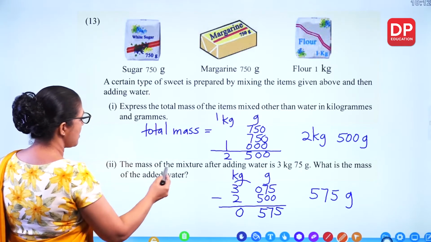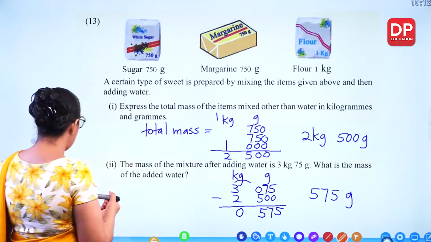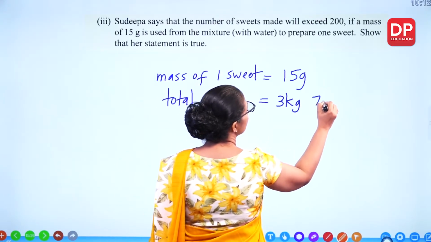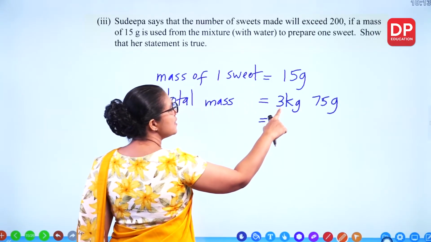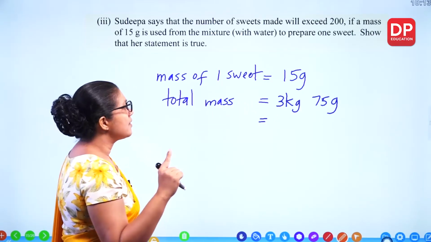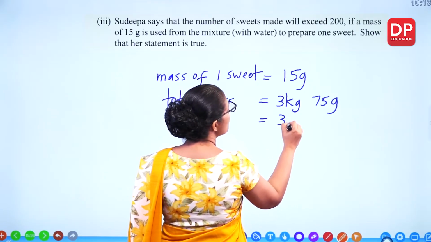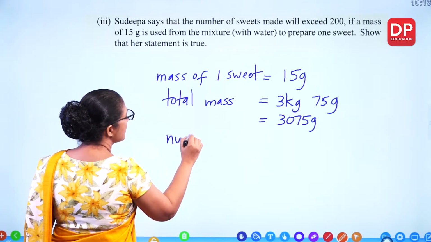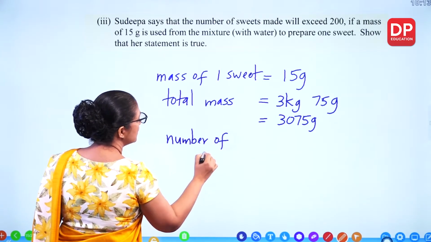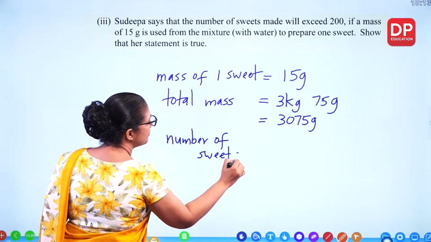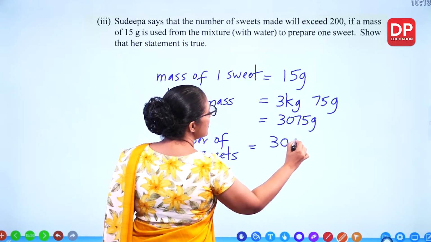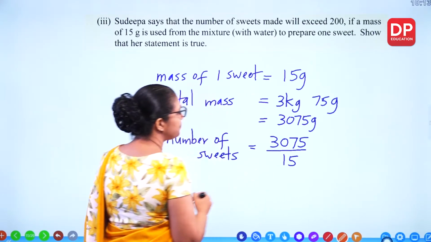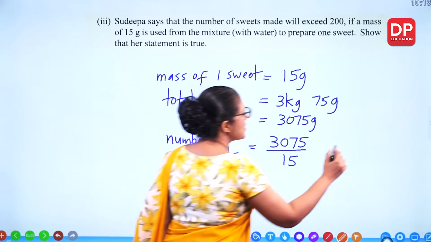After adding water, 3 kilos and 75 grams. Now we can convert to grams here. 3 means 3000. 3000 plus 75, 3075 grams. So the number of sweets you can make, we can divide and see. 3075 divided by 15. How many sweets?